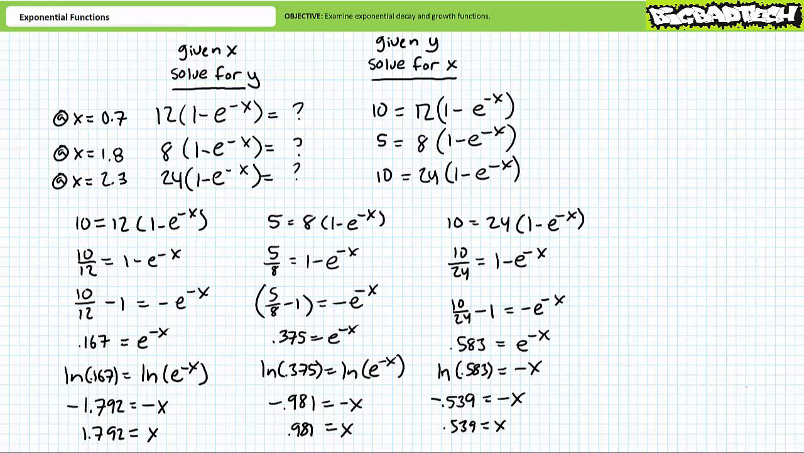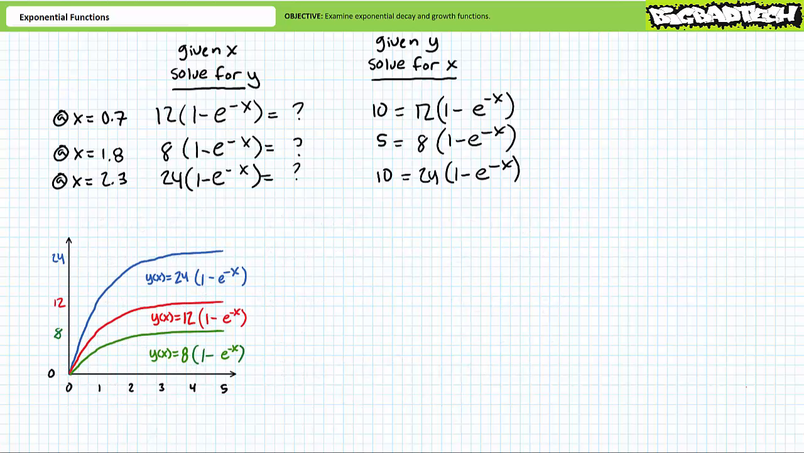Get 1 minus e to the negative x by itself by dividing both sides by a constant. Get the exponential by itself by subtracting 1 from both sides. Get rid of the negative signs on both sides. Take the natural log of both sides. Get rid of the negative signs on both sides, and you obtain the x value that satisfies that given condition.